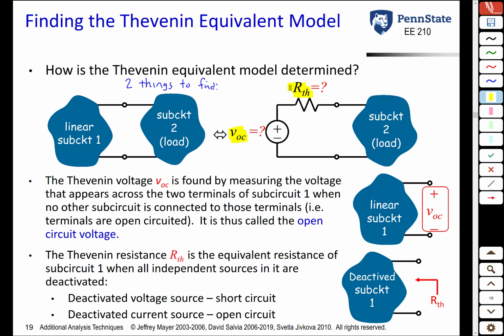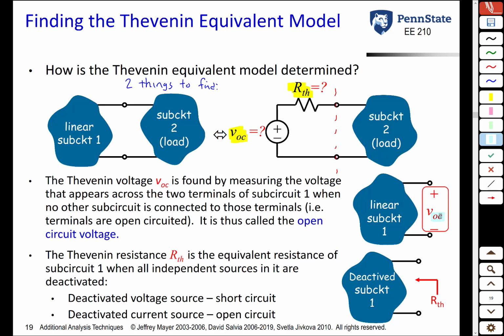Well, the Thevenin voltage VOC is simply found by measuring the voltage that appears across those terminals if nothing were connected to them. So you take this point where we're going to break the circuit up into two, we remove the right part of the circuit and measure that open circuit voltage. By the way, that's why this is called VOC. That OC stands for open circuit. So VOC is nothing more than the open circuit voltage across the terminals of the subcircuit you're modeling if nothing is attached. How do we find R Thevenin?